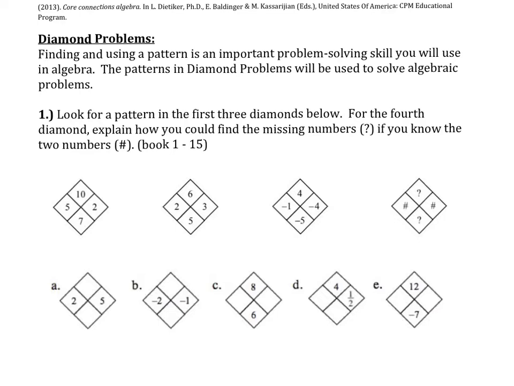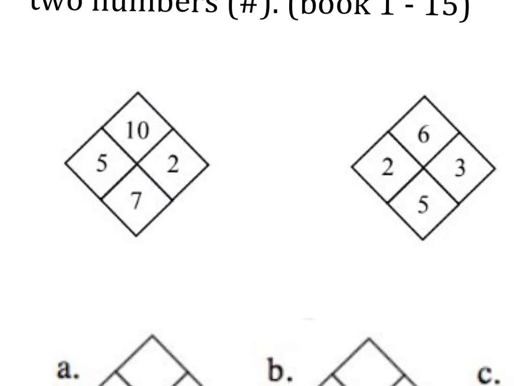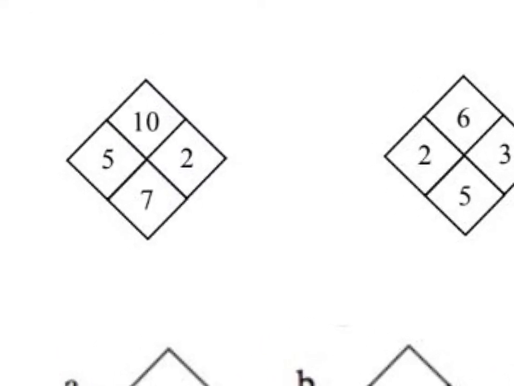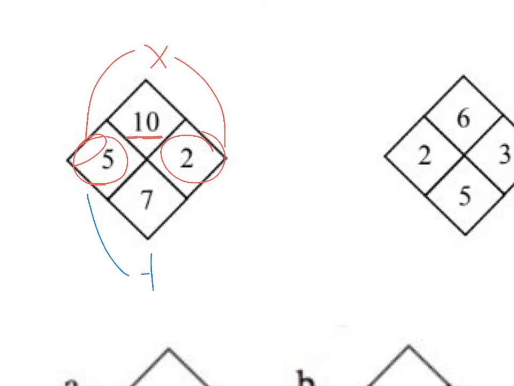So, you are going to look for a pattern. For problem 1, it says look for a pattern in the first 3 diamonds below. For the fourth, explain how you can find the missing numbers if you know the 2 numbers on the side. So the way diamond problems work is that you are taking the 2 side pieces, so you're going to take your 5 and your 2. You are going to multiply to get the top, and that's where the 10 comes from. And then you are going to add them to get the bottom, and that's how we get 7.